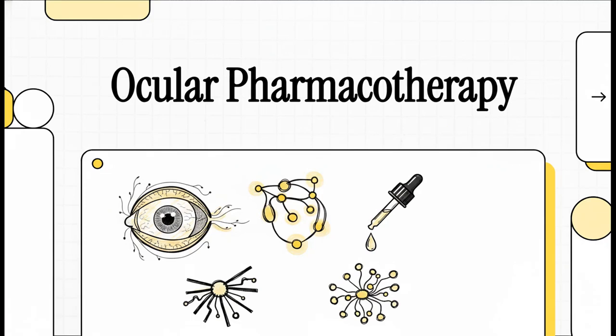Welcome to The Explainer. Today, we're taking a totally fascinating journey into the microscopic control rooms of the human eye. We're going to break down a brilliant clinical guide to the somatic and autonomic nervous systems, specifically zooming in on ocular pharmacotherapy.